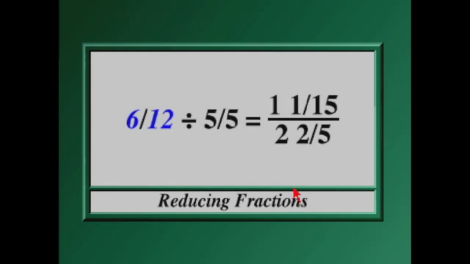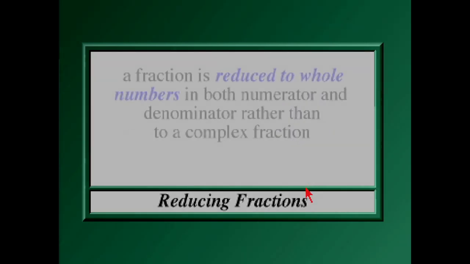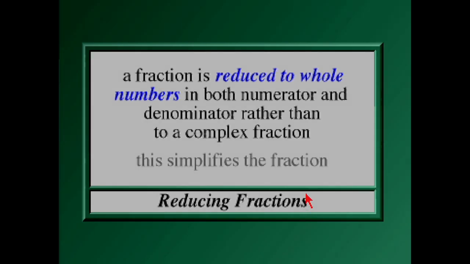If 6/12 is divided by 5, the complex fraction 1 1/5 over 2 2/5 results. It is generally practiced that a fraction, when being reduced, is reduced to whole numbers in both the numerator and denominator rather than to a complex fraction. This simplifies the fraction.